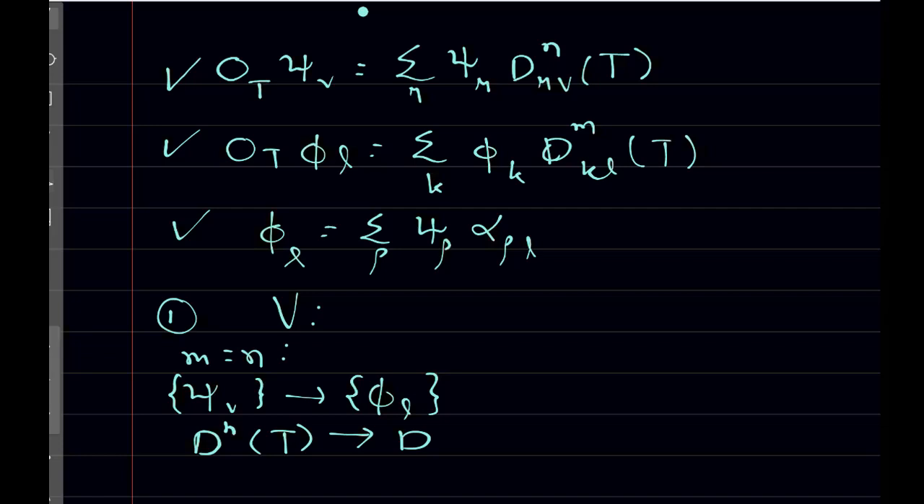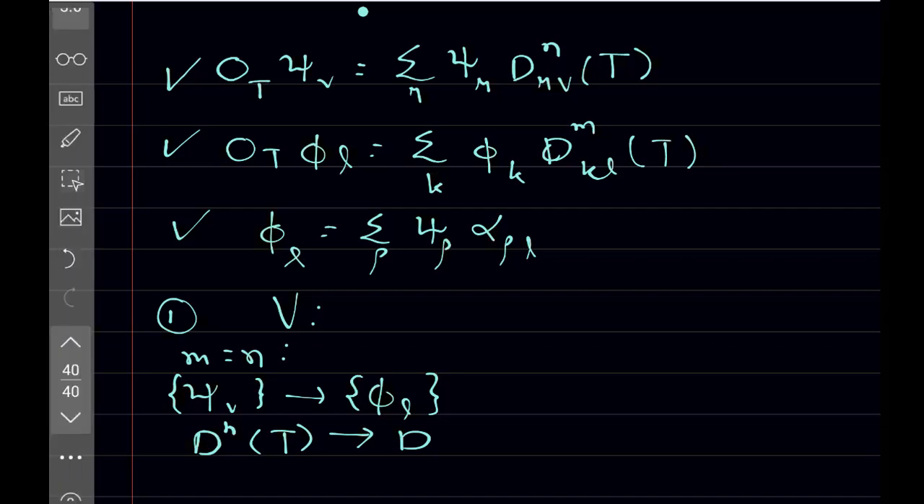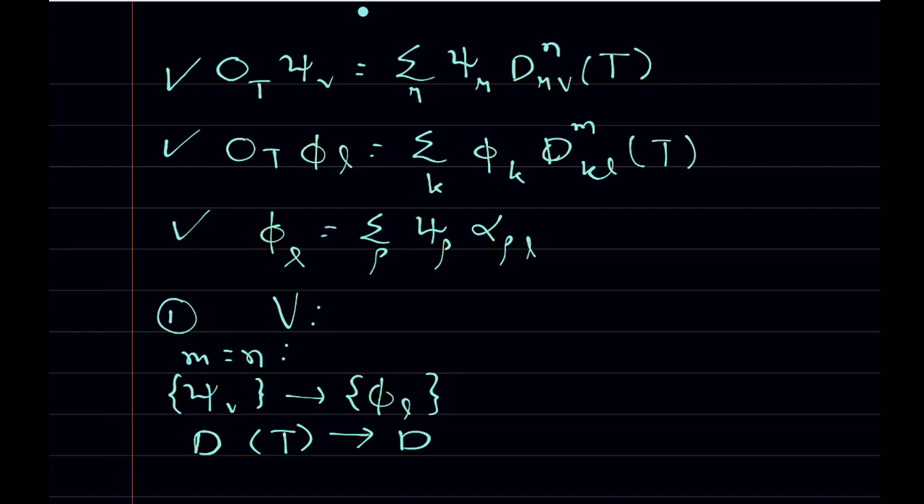So prime means the matrix representation in one basis, and d of t is the matrix representation in another basis, and we know that they must be somehow connected through a similarity transformation. If m is equal to n, everything is simple. We are actually talking about a similarity transformation if m is equal to n.